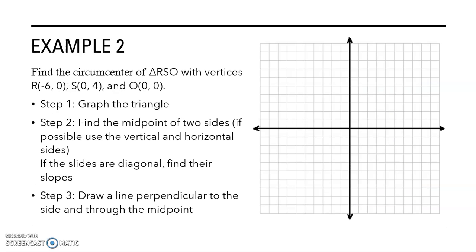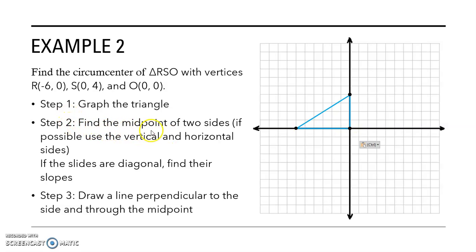In example 2, they asked us to find the circumcenter of triangle RSO, and they gave us the vertices. R is negative 6, 0, S is 0, 4, and O is 0, 0. So step 1 is to graph the triangle. Always start with graphing the triangle. So I'm going to do that to get this blue triangle right here. So R is here at negative 6, 0, S is 0, 4, and O is 0, 0.